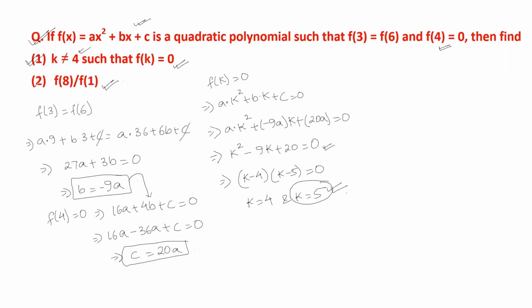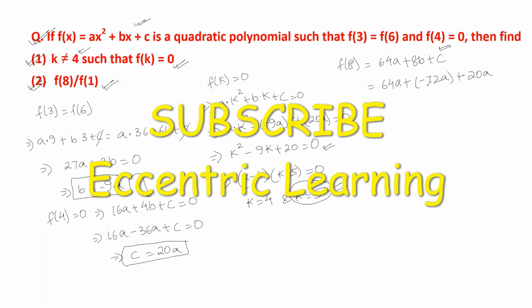Now, to find the value of f(8)/f(1), we can simply find f(8), which would be 64a plus 8b plus c, and here we can use the values of b and c in terms of a. So in that case, this would be 64a plus 8 into b, so that would be 8 into minus 9a, which would be minus 72a, plus c, which would be 20a. Now, if we simplify this, this would be 12a.